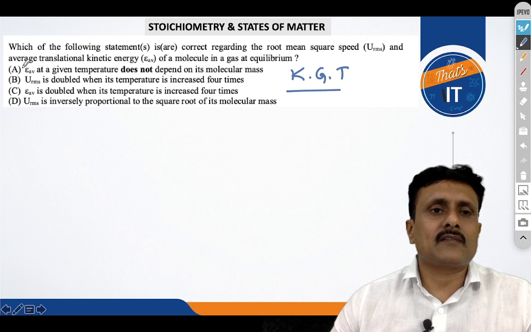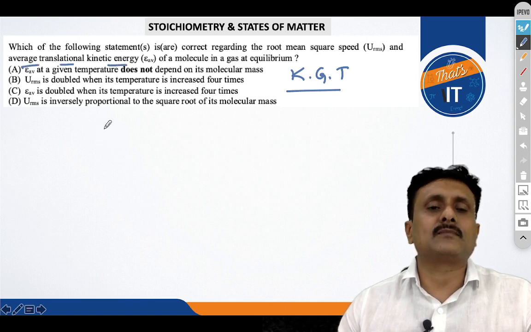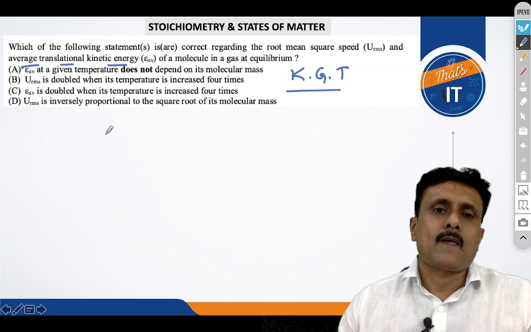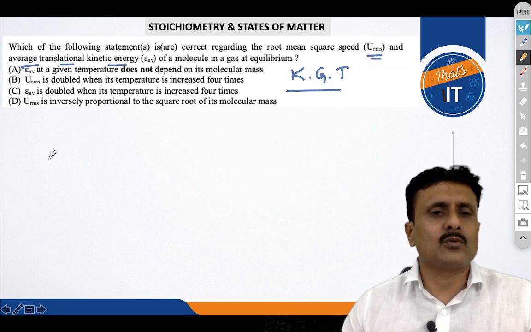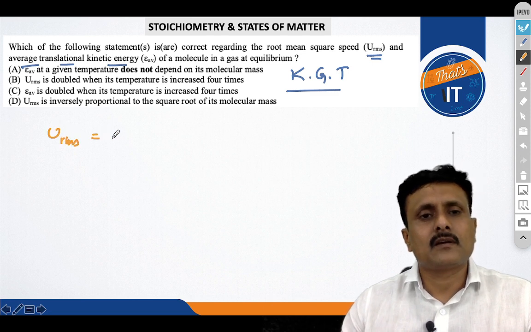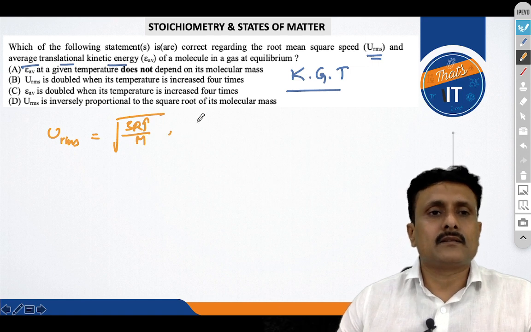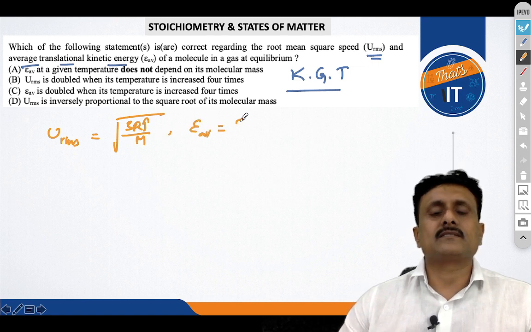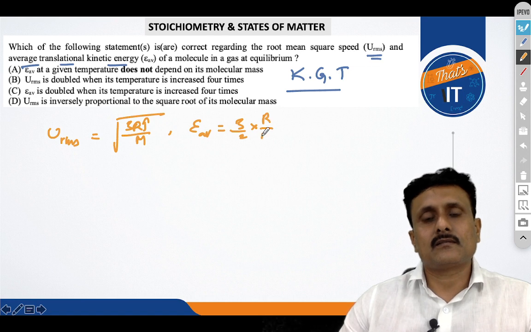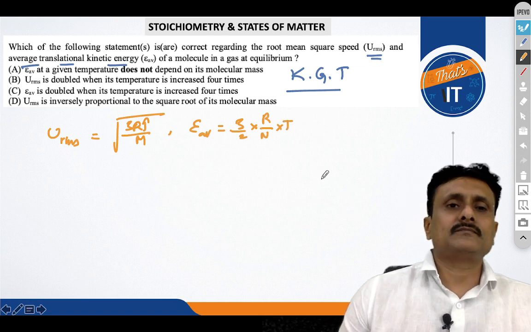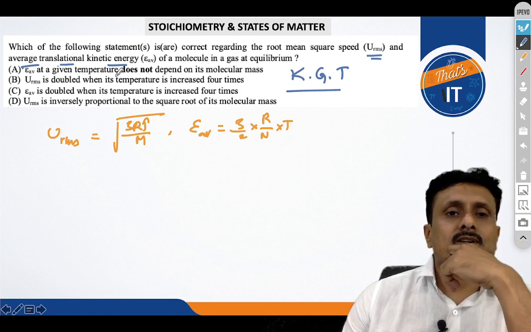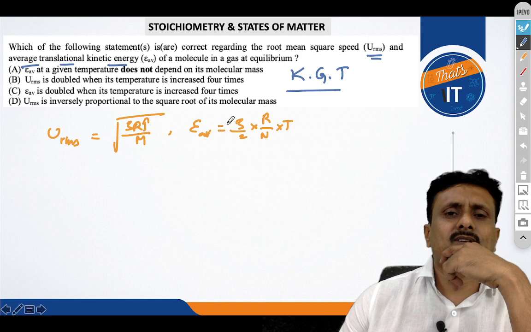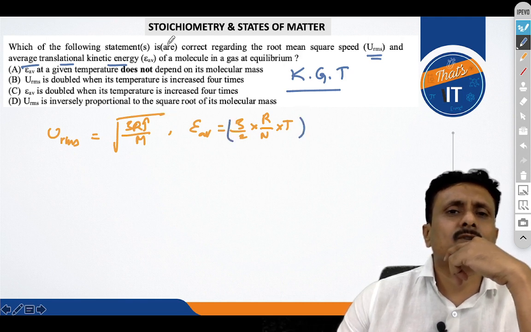Alright, so the average translational kinetic energy, that is 3 by 2 into kT of a molecule in a gas at equilibrium, versus RMS speed. As you know, the RMS speed formula is under root of 3RT by m, and the average translational kinetic energy is 3 by 2 into R by N into T per molecule, right? Now check the options. At a given temperature it does not depend upon the molar mass, like there is no molar mass term. Which of the following are correct, right?